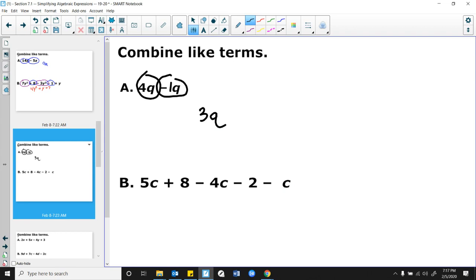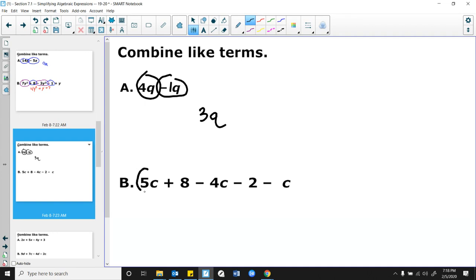Okay. Again, if I'm looking at your paper right now, I need to see you have like terms circled. Okay. Let's go down to B. I have 5C plus 8 minus 4C minus 2 minus C. Okay. So I'm going to use black ink this time so that I can do exactly what I want to see on your paper. Okay.